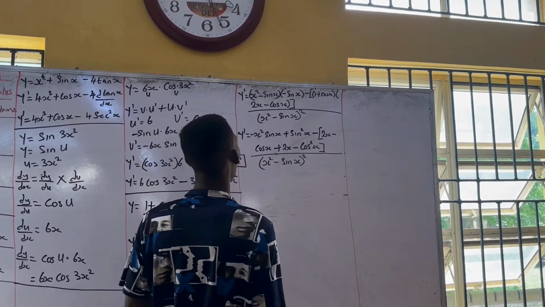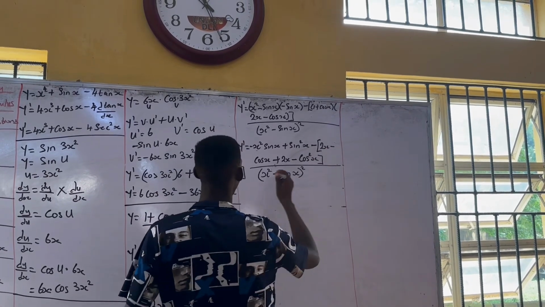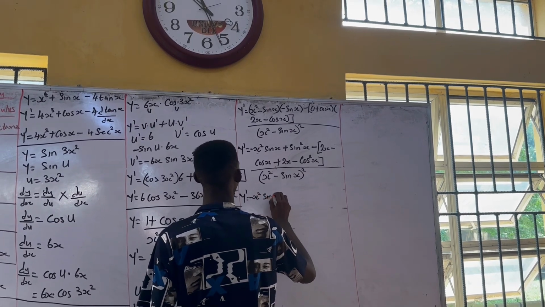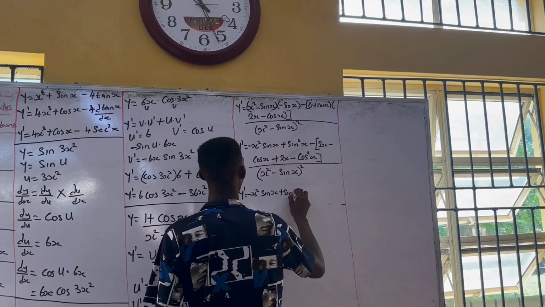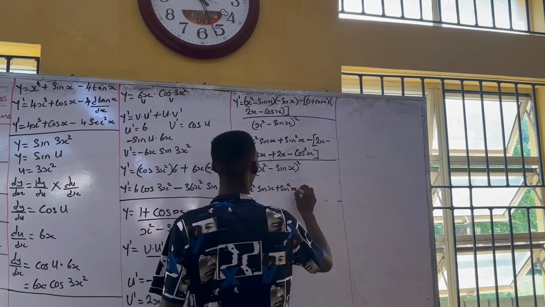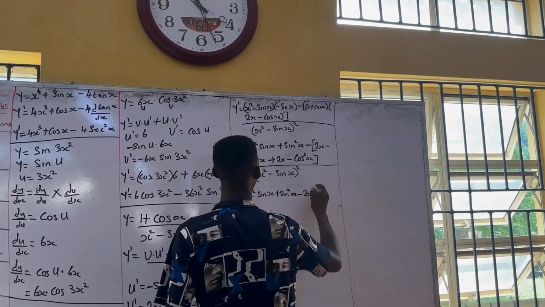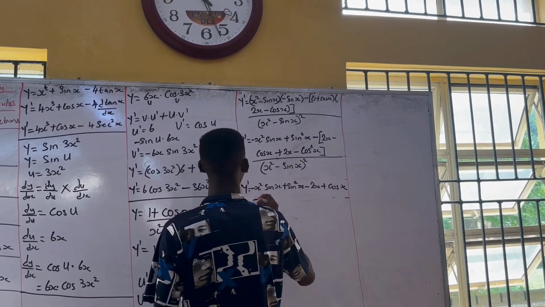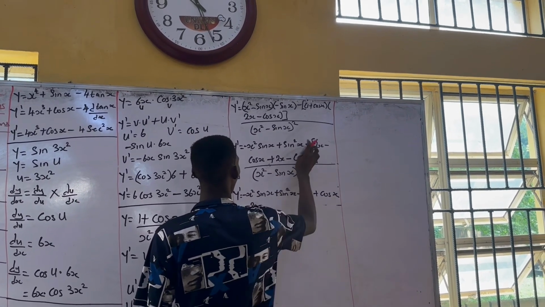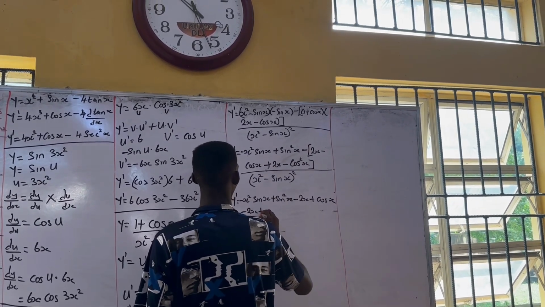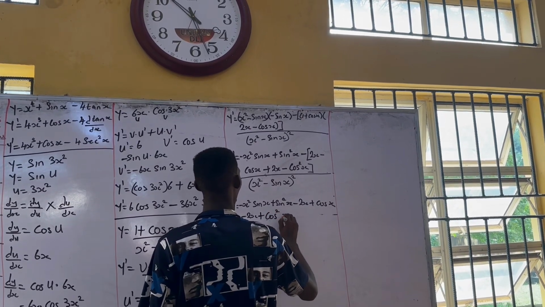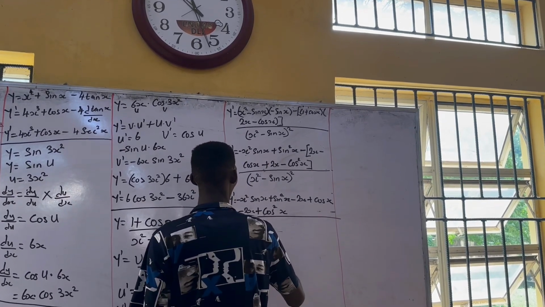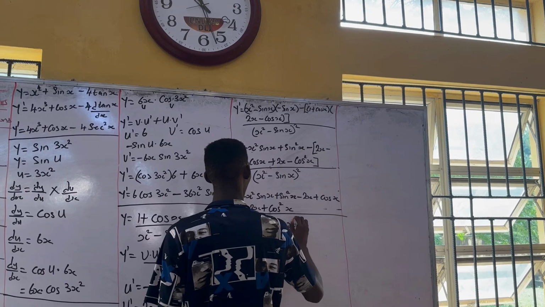squared. Now let's expand this bracket by saying our y derivative is equal to minus x squared sine x plus sine squared x, minus 2x plus cos x, minus times plus, minus 2x, minus times minus, so that gives us plus cos squared x, all over x squared minus sine x, close bracket, squared.